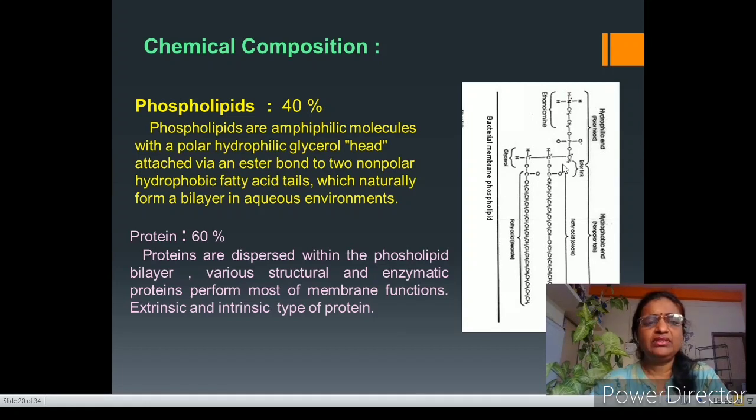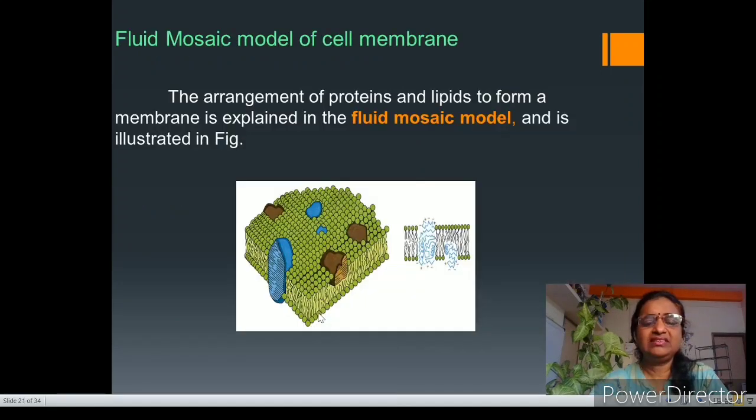The next chemical component of the cell membrane is protein. About 60% is made up of protein. Here proteins are dispersed in the phospholipid bilayer, and there are mainly two types of proteins. Some are structural proteins, which form the structure of the cell membrane, and some are enzymatic proteins. They perform different functions and are associated with the cell membrane. In the next slide we will see how these phospholipids and proteins get arranged to form the structure of the cell membrane. So this is the structure of the cell membrane.